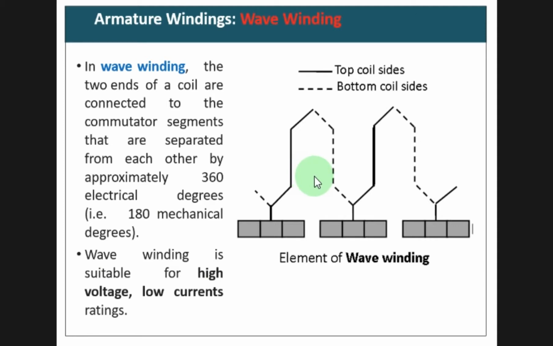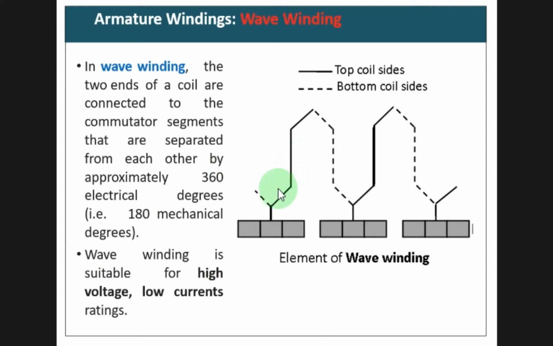So one end is going through the armature slot and then goes to the other side, and it is connected 180 degrees mechanically apart, right? This wave winding is suitable for high voltage, low current applications, right?